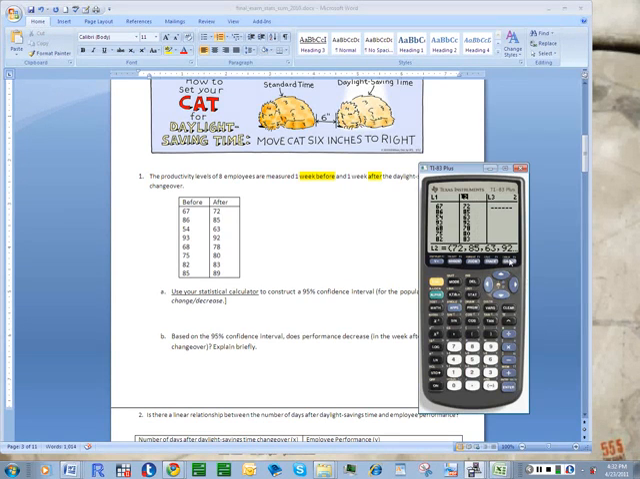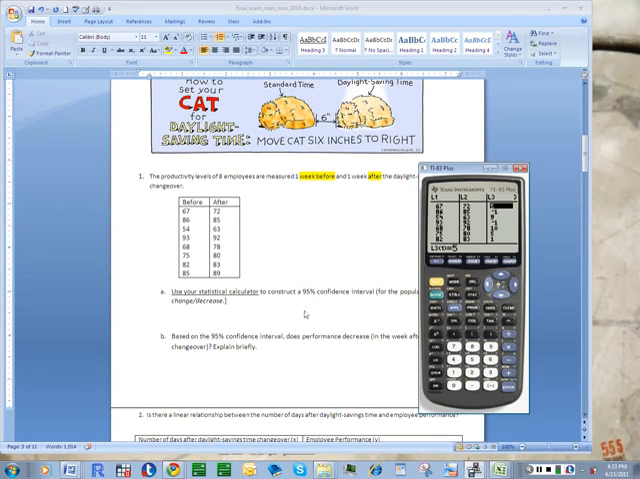And then I'm going to go over to the top of L3 and highlight that. And I'm going to want to subtract the after minus the before. So I'm going to hit second and 2 for L2. See it put in the formula there. Subtract. Second L1. And we'll fill in here with the differences. So 72 minus 67 is 5, and so on.